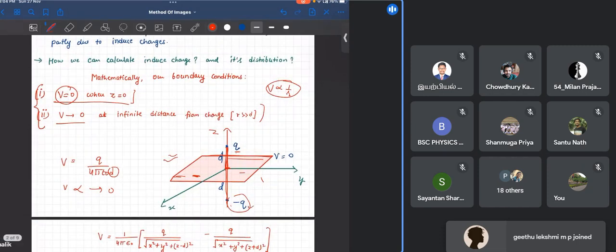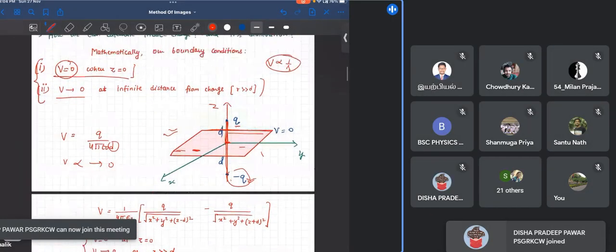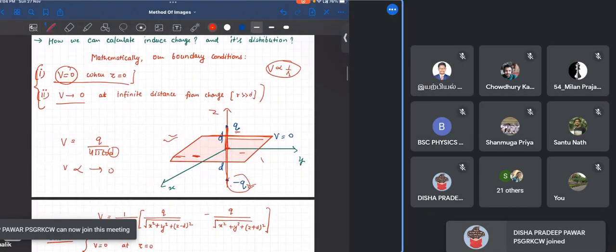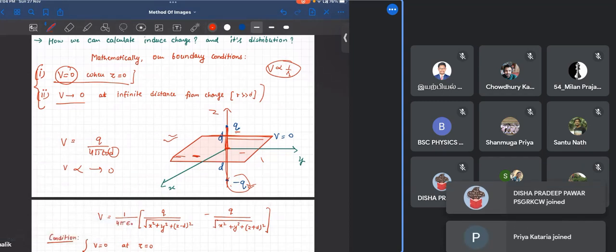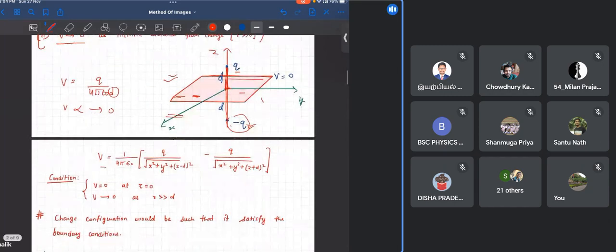We will see that the minus q charge can again be calculated from these boundary conditions too. So we will solve this problem. Instead of solving the tough problem, we will solve an easy problem. So the potential is given by q upon 4 pi epsilon naught into distance d.